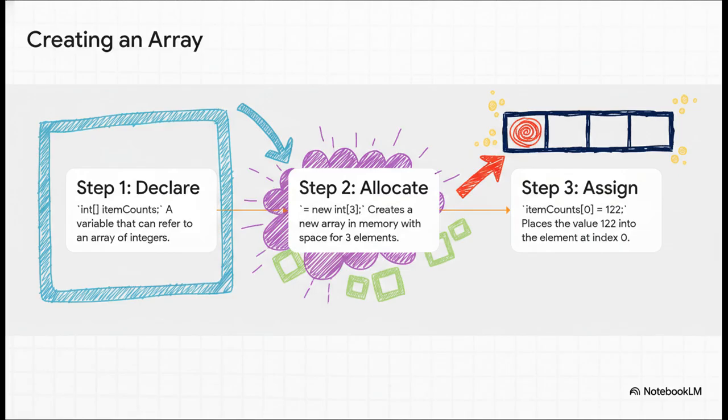Creating an array is basically a 3-step process. First, you declare it. That's just telling the computer, hey, I'm going to need an array that holds integers. Second, you allocate memory for it. That's like reserving exactly 3 empty cars for your train. And third, you assign values to the elements. This is you actually loading the cargo into each car, using its index.